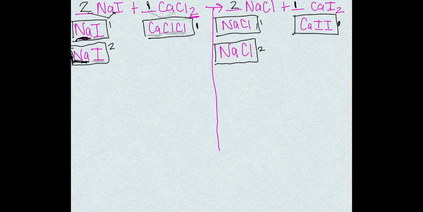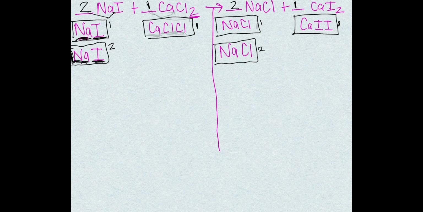I do the same thing. I have to distribute this 2 because it's in front of Na and I. So I also have to distribute this 2 to the I subscript, which is 1. So 2 times 1 is 2. I literally have 2 iodines. Do y'all see what's happening here?